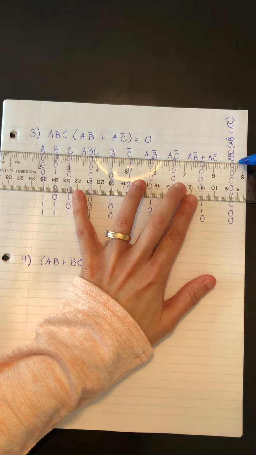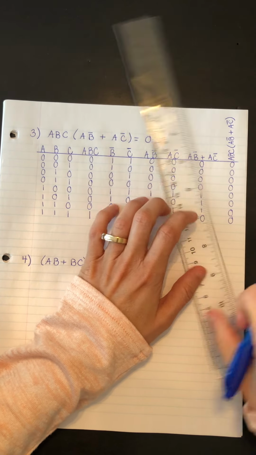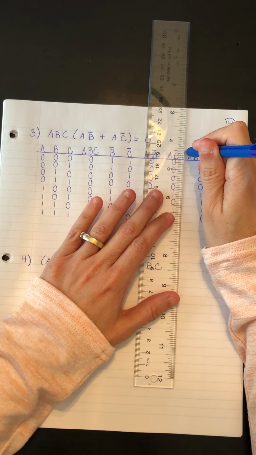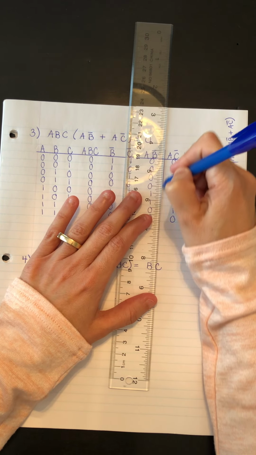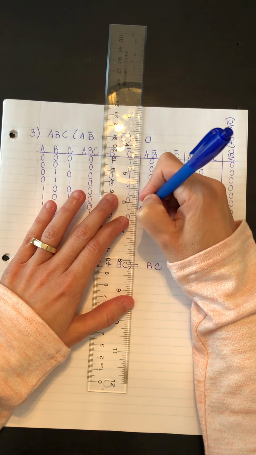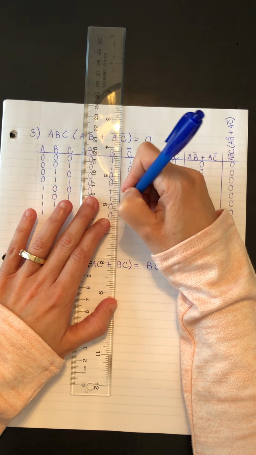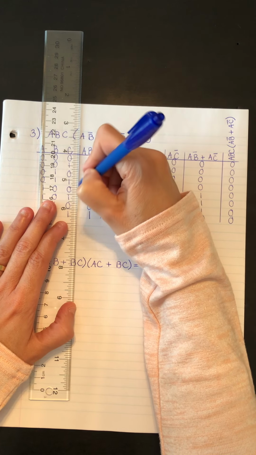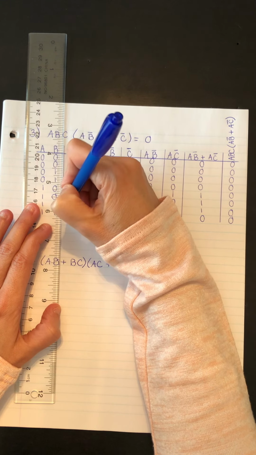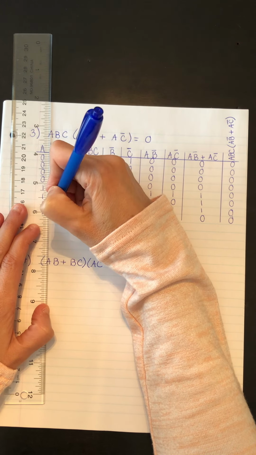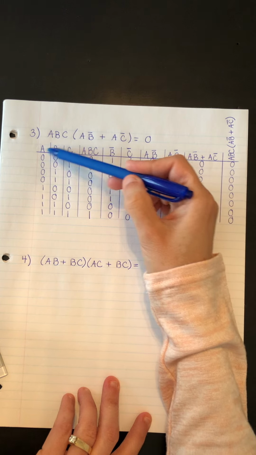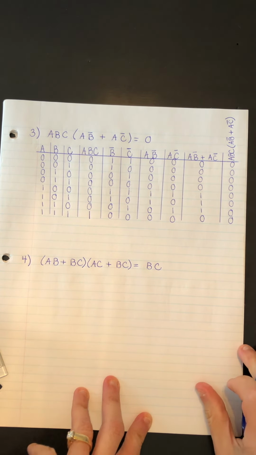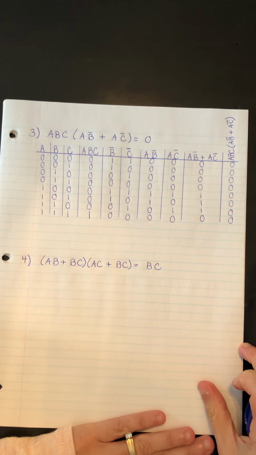Okay, so that is done. You needed 8 rows because we had 3 inputs, A, B, and C. And each of those inputs could be either a 0 or a 1. And so that corresponds to these 8 possibilities here. Okay, so that is now complete for number 3.